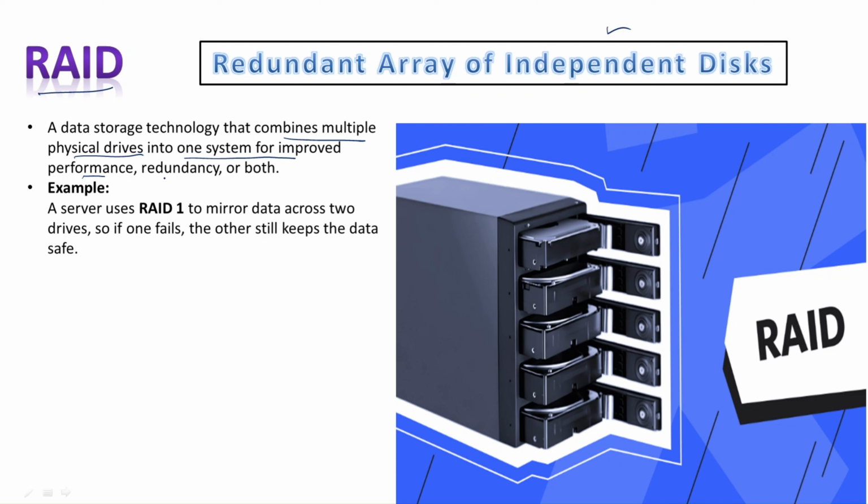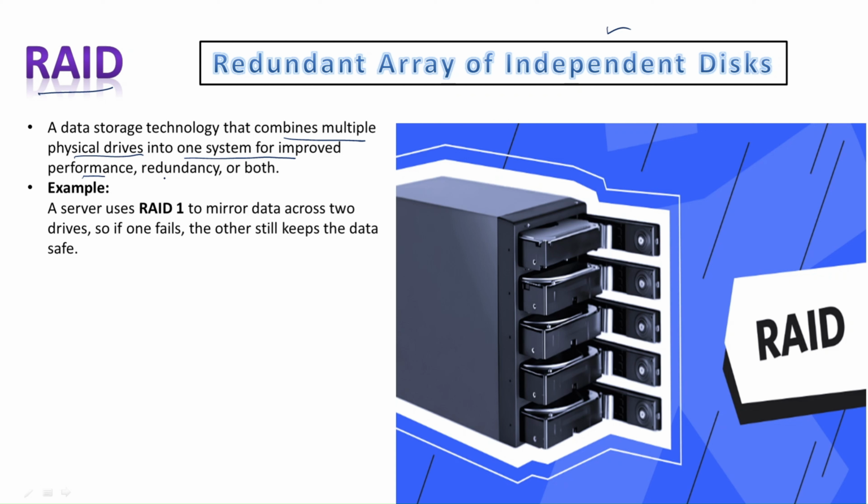RAM, that is random access memory. So RAM is a type of volatile computer memory that temporarily stores data and instructions the CPU needs while performing tasks. For example, when you open multiple applications, your computer uses RAM to keep them running smoothly for quick access.